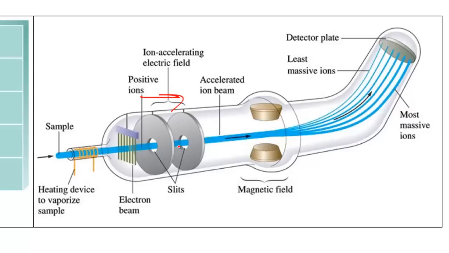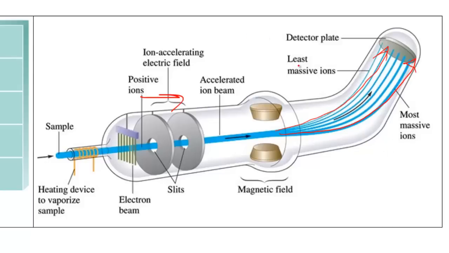Now that accelerated beam will pass through a magnetic field, and that magnetic field then, because it's positively charged now, can actually cause it to deflect. And essentially, the different particles will deflect as they go through here, and they're detected over here on the detector plate. Now, why do we believe the least massive ions hook up this way, and why do the most massive ions get detected over here?